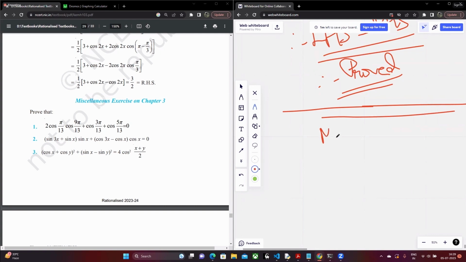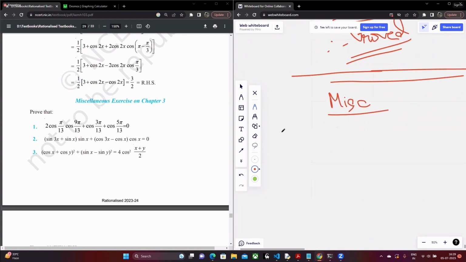Cool. So starting these miscellaneous exercises. Question number 1. Prove that 2 cos pi by 13 cos 9 pi by 13 plus cos 3 pi by 13 plus cos 5 pi by 13 is going to be equal to 0.